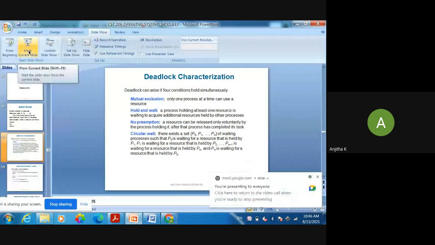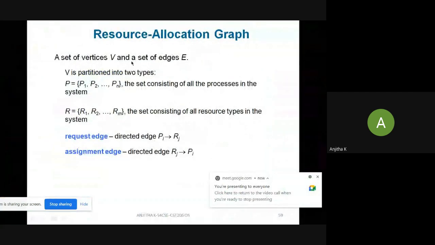So hope it is clear. Next is resource allocation graph. That is, deadlock can be described more clearly in terms of an allocation graph. So what is a graph? It consists of vertices and edges. Okay, a graph consists of vertices and edges.